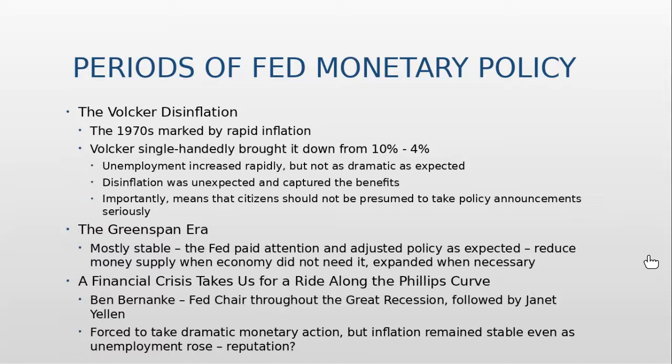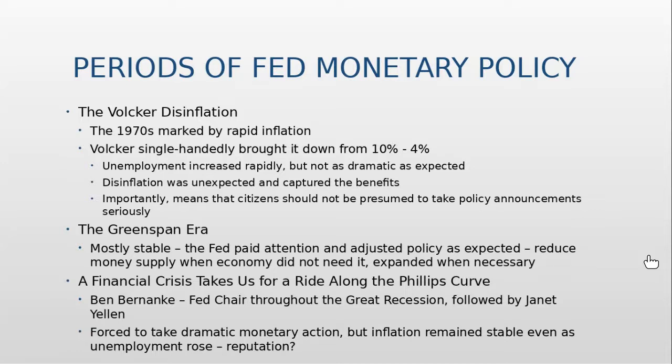Seems reasonable, right? Now, the next era was the Greenspan era, and this was a mostly stable period. The Fed paid attention and adjusted policy as expected, reduced money supply when the economy did not need it, and expanded when necessary. Although there are some arguments that at the tail end of the Greenspan era, the Fed was too generous and left interest rates too low for too long, and perhaps led to the 2008 financial crisis.